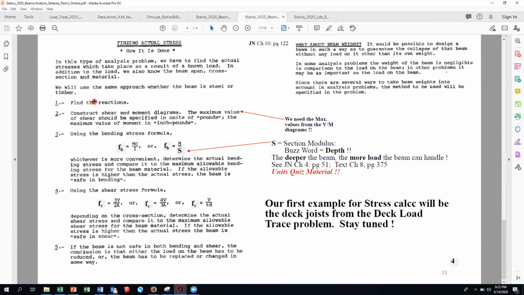So the first thing you do is you find the reactions. We did that. The second thing is you're going to construct shear and moment diagrams. We did that. We find the maximum value of shear, and we're going to get the maximum value of moment. And eventually we're going to convert that to inch pounds. And here are the formulas that we're going to deal with.